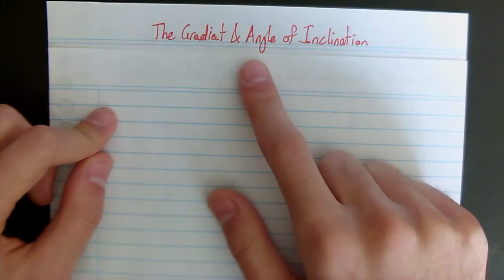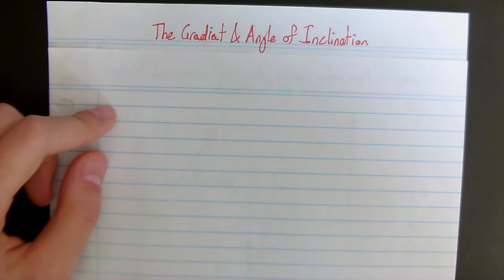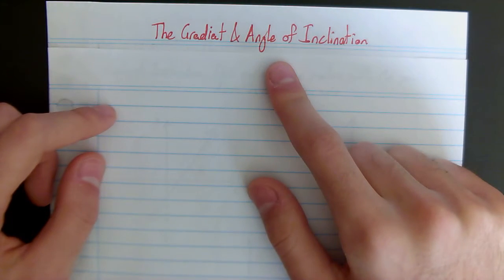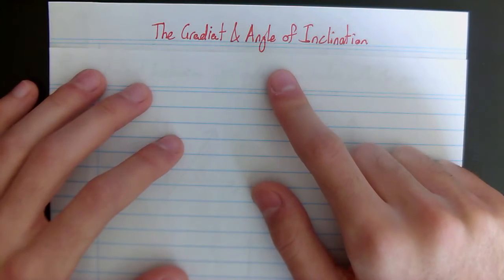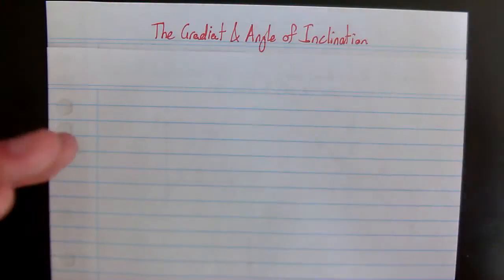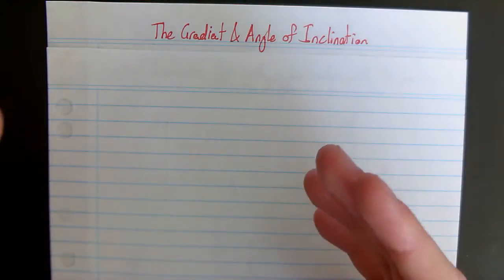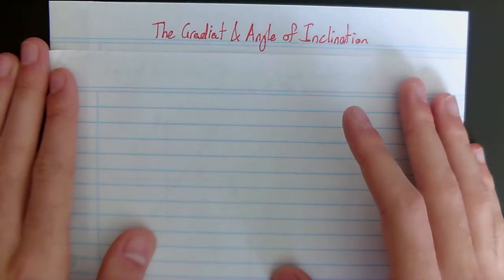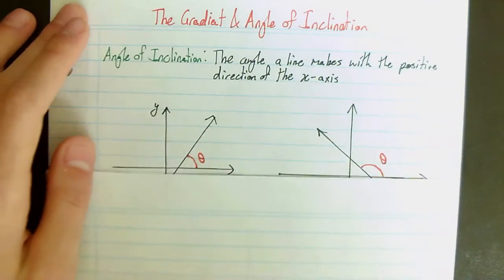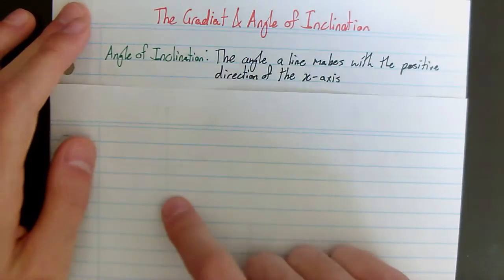Today we're going to be looking at the gradient and how it relates to the angle of inclination. In this lesson we're going to look at how we get the formula, what the angle of inclination is, and I'll take you through two examples.